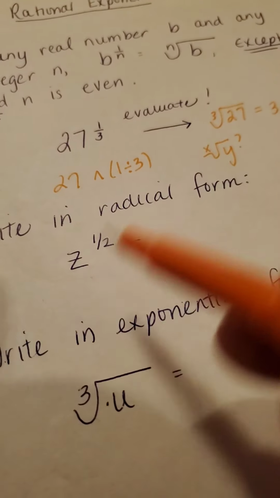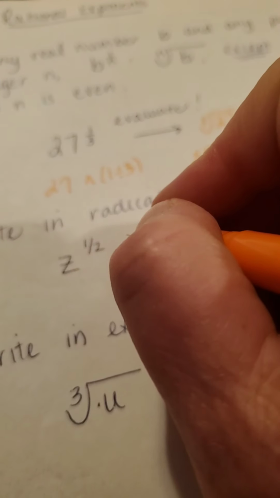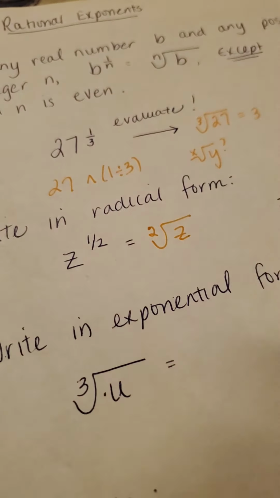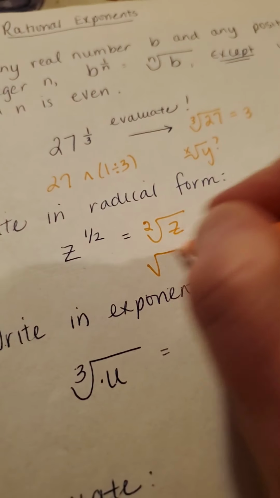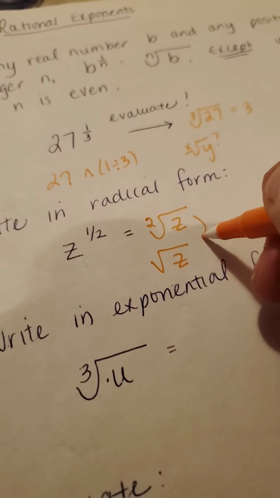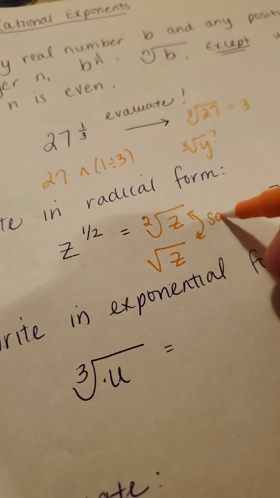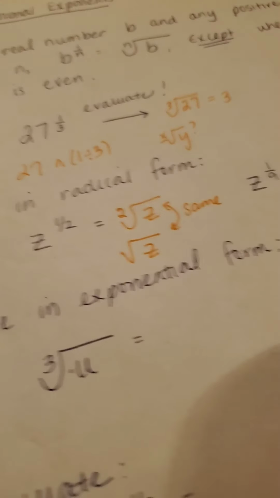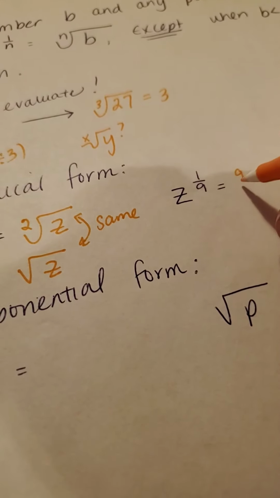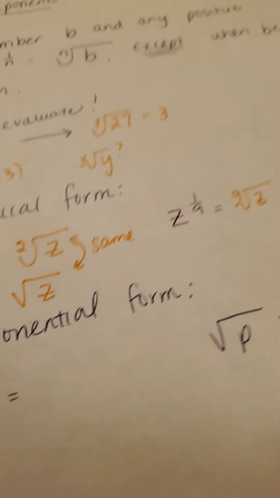Anyway, z to the 1/2 is equal to the square root of z. We don't often write that little 2. If you don't write it, that's even more ideal. Those two things are the same thing. And then you have z to the 1/9. That's the same thing as the 9th root of z.